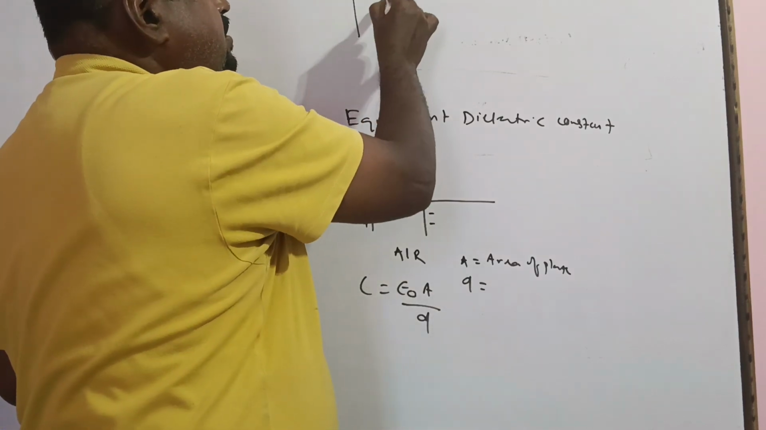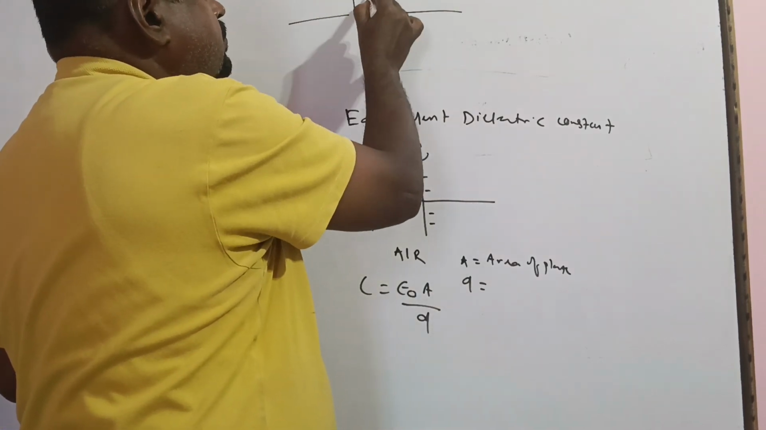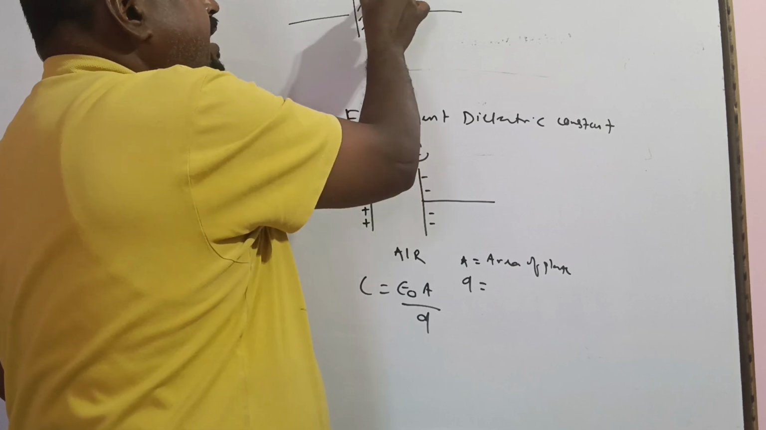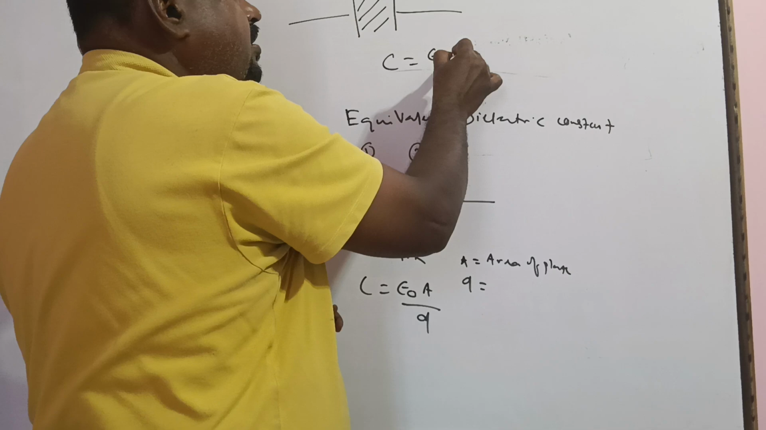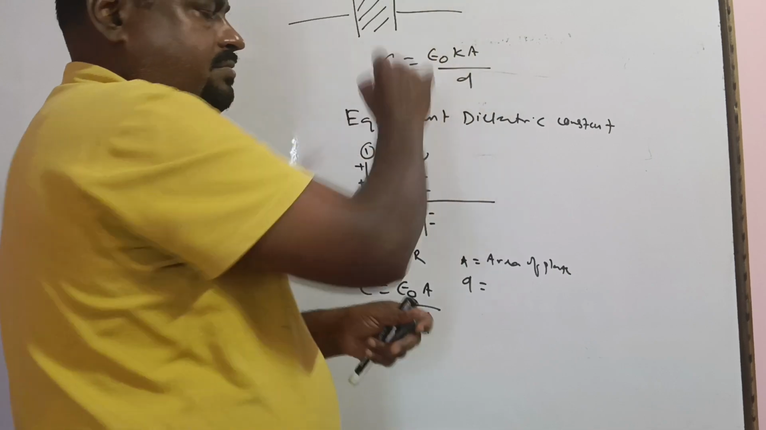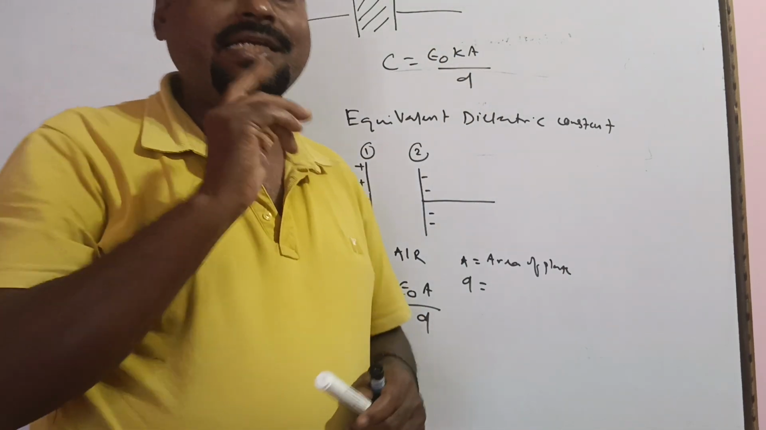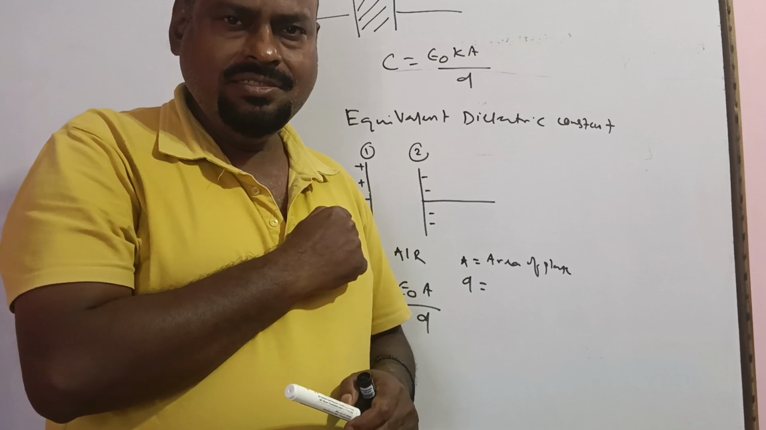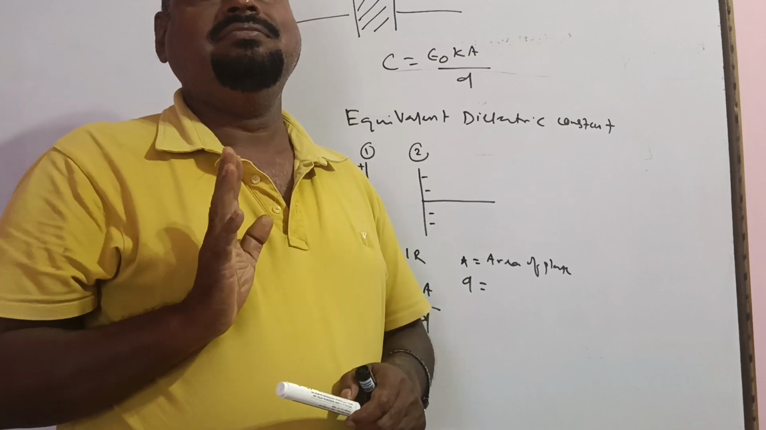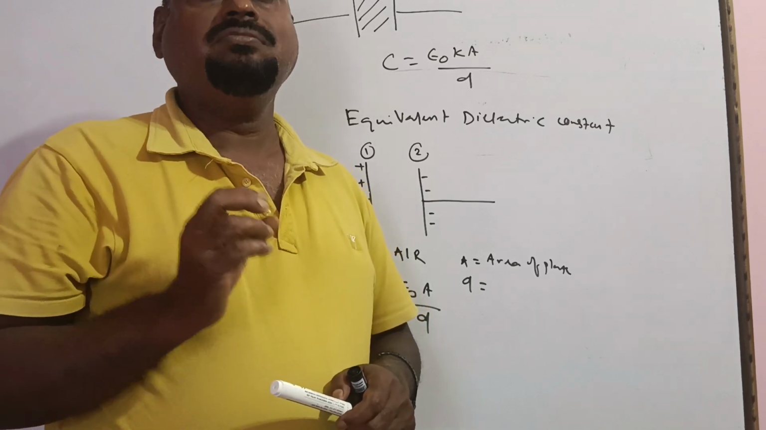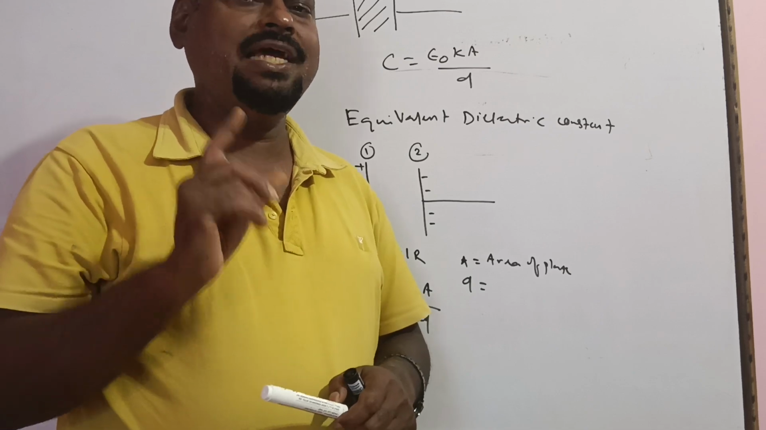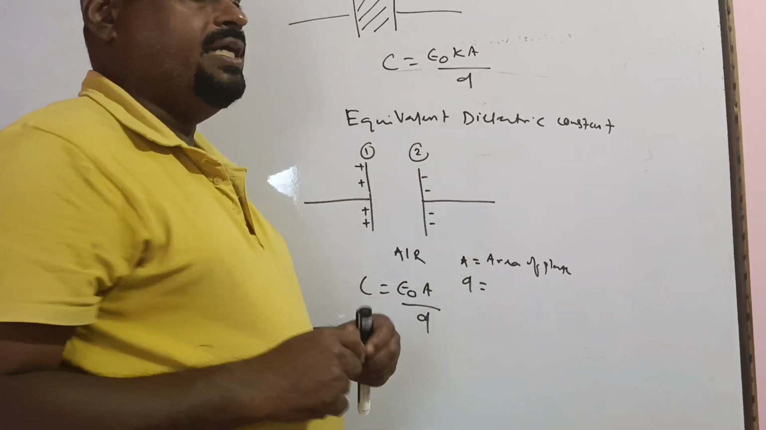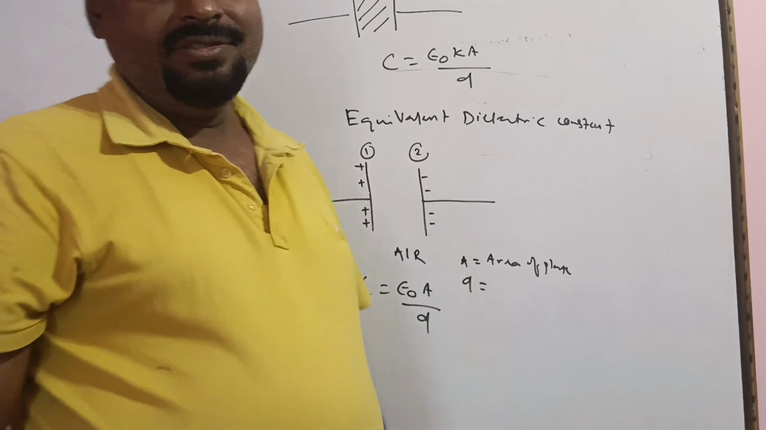If you insert a medium having dielectric constant K, then capacitance equals epsilon naught K A by D. This is a single dielectric K, suppose polyester or oil, only one type of dielectric, so epsilon naught K A by D, right?